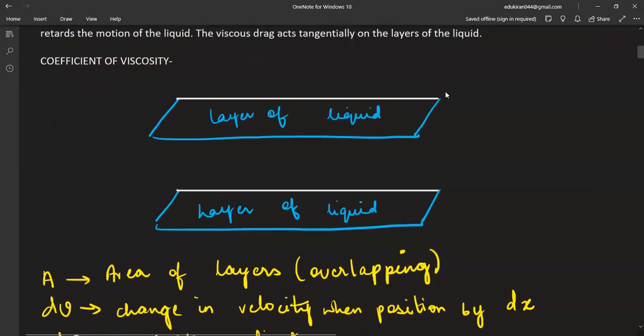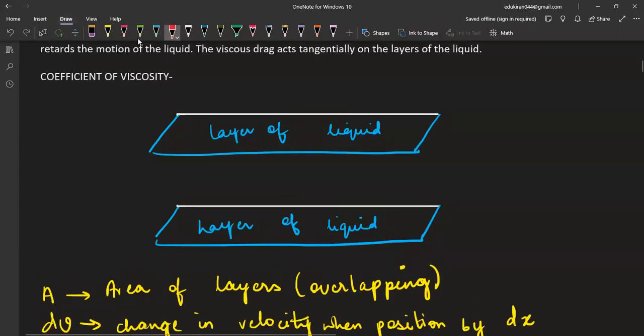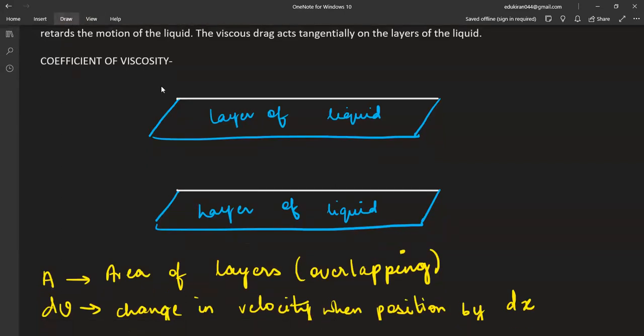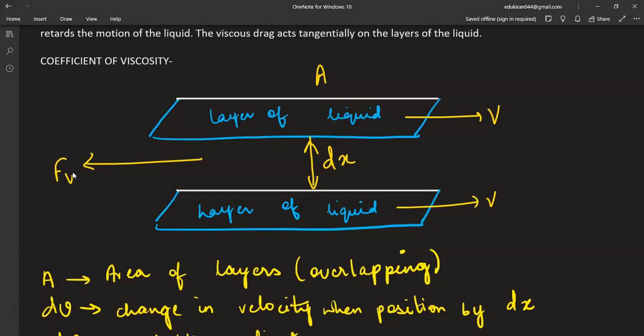Suppose this is one layer of liquid, and this is another layer of liquid, two layers I've taken. So they must be separated. Let's say this separation is dx. The separation between them is dx. The area of this surface is A. The area is A, the separation between them is dx. Let's say they are moving with velocity v. Fine. Viscous force will be acting in the backward direction.